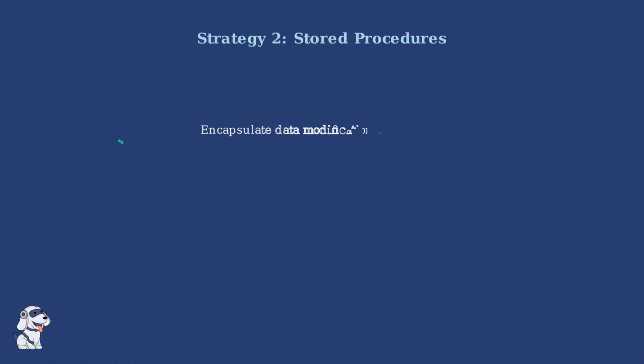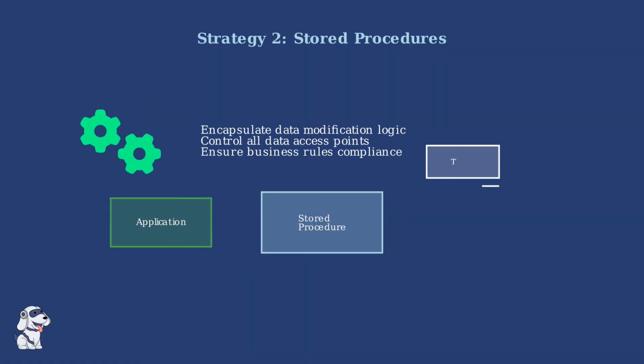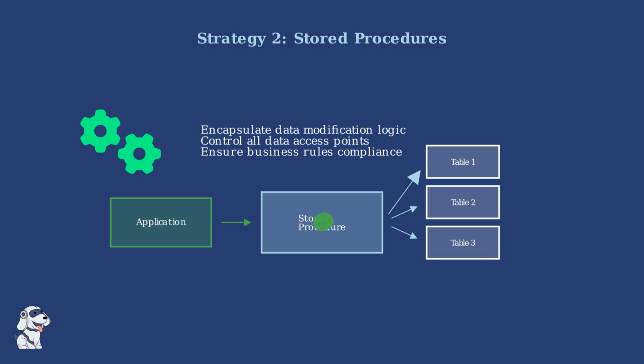Stored procedures provide the second strategy by encapsulating all data modification logic within the database. Applications must use these procedures to modify data, ensuring that all business rules and consistency requirements are enforced at every access point. This approach centralizes data modification logic, making it easier to maintain consistency rules and business logic. However, it can create bottlenecks and requires careful design to handle concurrent access efficiently.